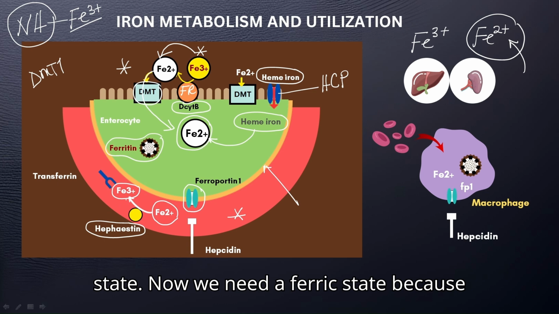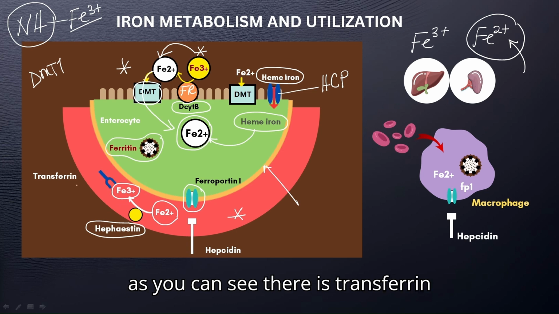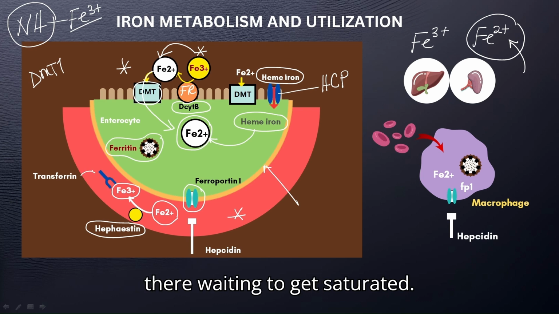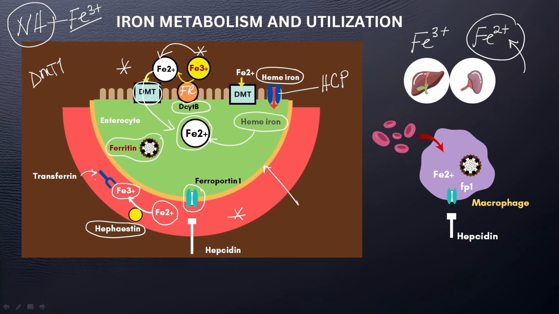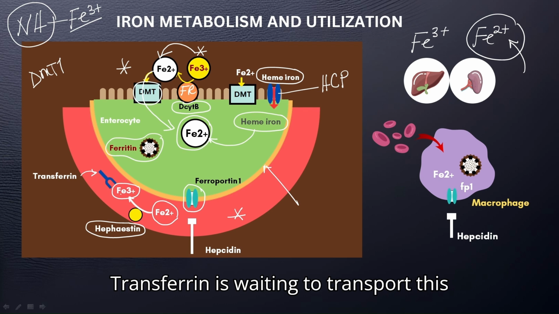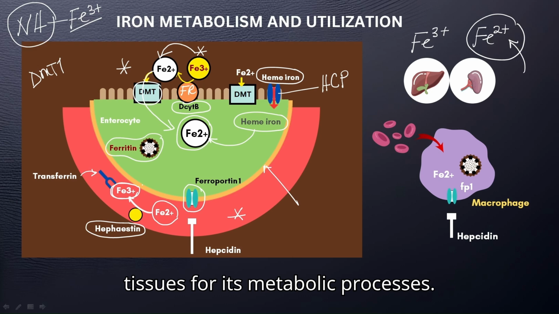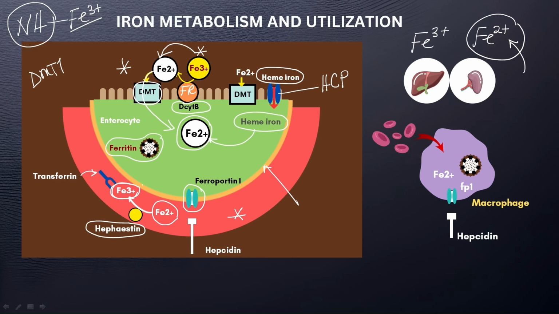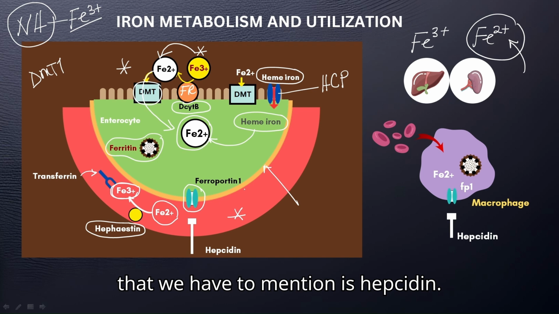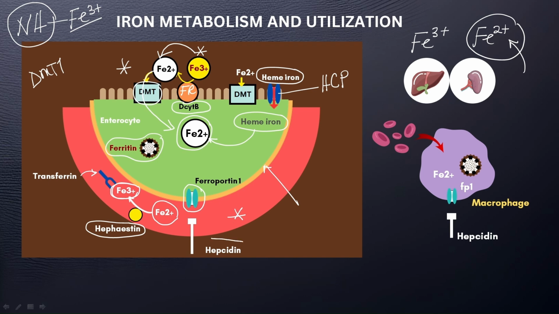And we need a ferric state because, as you can see, there is transferrin there waiting to get saturated. Transferrin is waiting to transport this Fe3+, the ferric iron, to say the bone marrow for erythropoiesis or to the tissues for its metabolic processes. So it's important. Now, again, something that we have to mention is hepcidin.